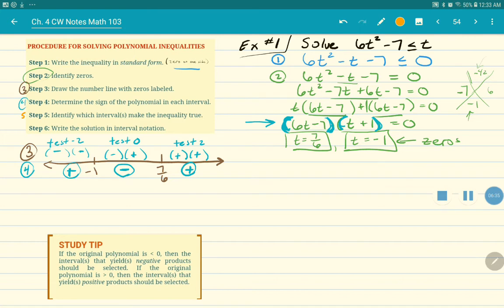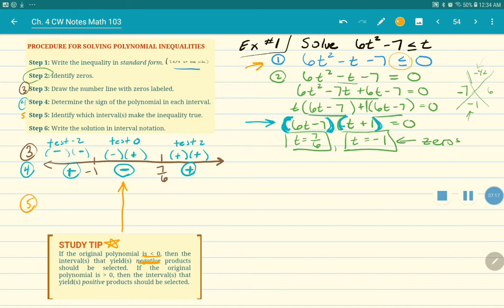Identify which interval makes the inequality true. Going back to step 1, my inequality is a less than or equal, which means I want to know when the value is going to be negative, because it's less than or equal to 0. Looking at my study tip: if the polynomial is less than 0, then the intervals that yield a negative product should be selected. If the original polynomial is greater than 0, then the intervals that yield the positive product should be selected. I have a negative, less than 0, so I'm looking for the negative intervals. So I just have that one right there. That's my step 5.